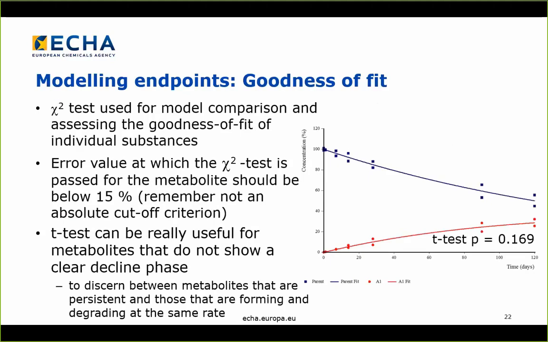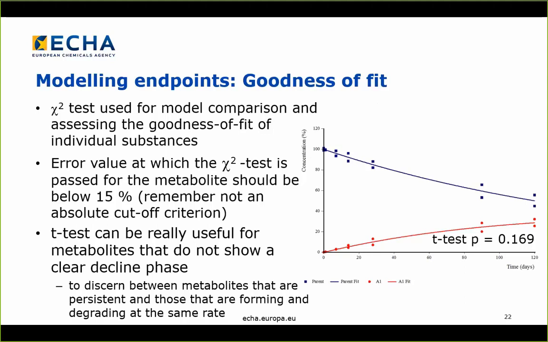Chi-squared test is used for model comparison and for assessing the goodness of fit of individual substances. Same indicative chi-squared value of 15%, but remember that's not an absolute cut-off criterion. Here, the t-test really can be particularly useful for metabolites that do not show a clear decline phase, because that can help you discriminate between metabolites that are really persistent and those that happen to be forming and degrading at the same rate at the end of your experimental period.